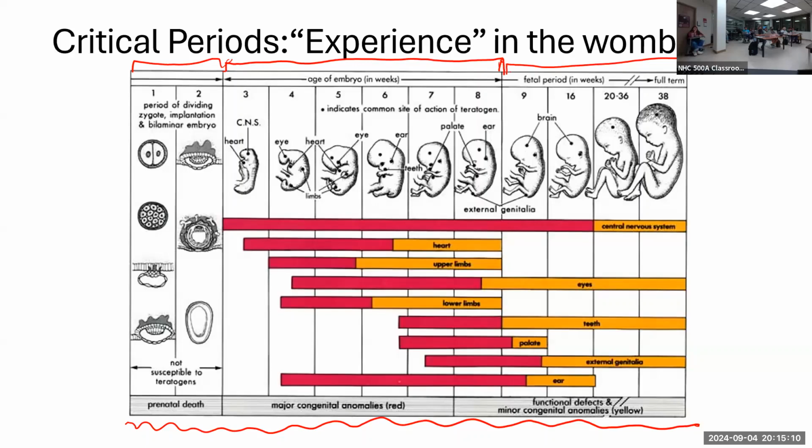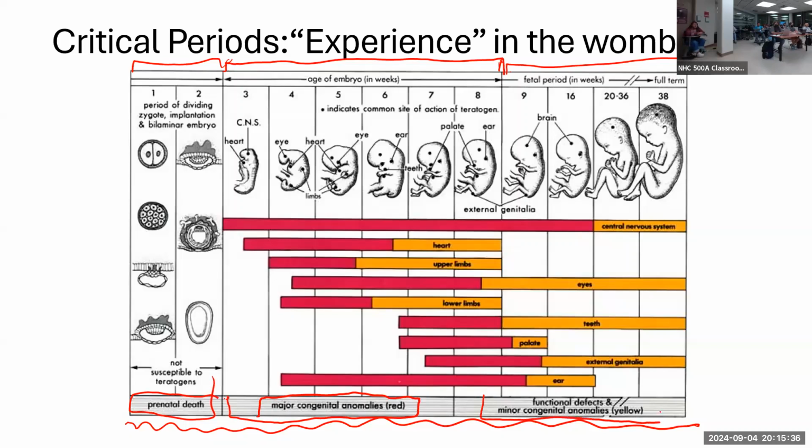So what do we have going on? First off, something goes wrong in the germinal period, it's likely to die, prenatal death. Woman wouldn't know she's pregnant, probably. If something happens during the embryonic period, look what it says here, major congenital anomalies, something seriously wrong, and that's what the red indicates. The yellow indicates functional defects, so something's not working quite right, and minor congenital anomalies, not so serious. But the serious ones are taking place during this embryonic period.